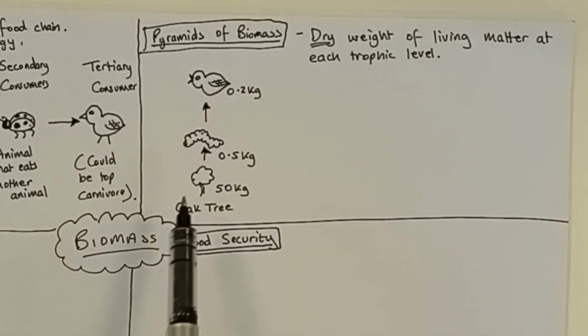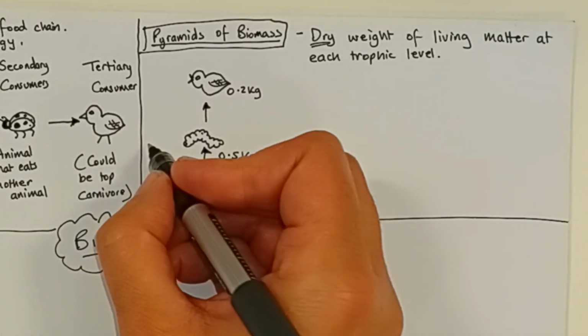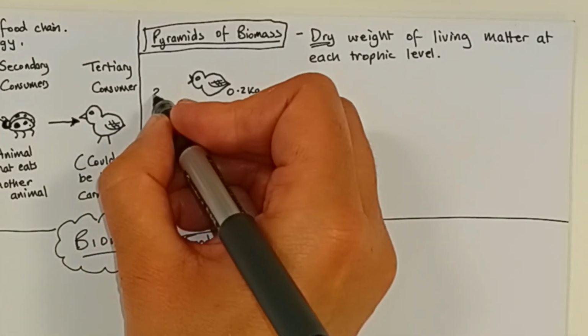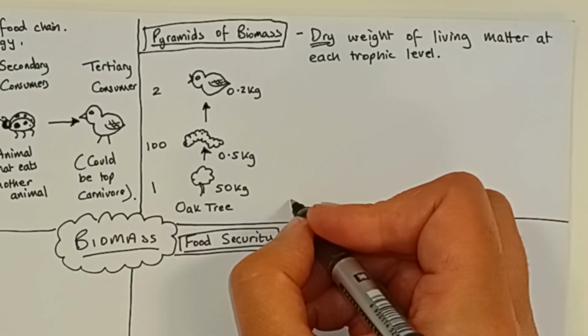So if I was to draw this food chain as a pyramid of number, I would only have 1 oak tree, let's say 100 caterpillars and 2 birds. My pyramid of number would be a funny shape.